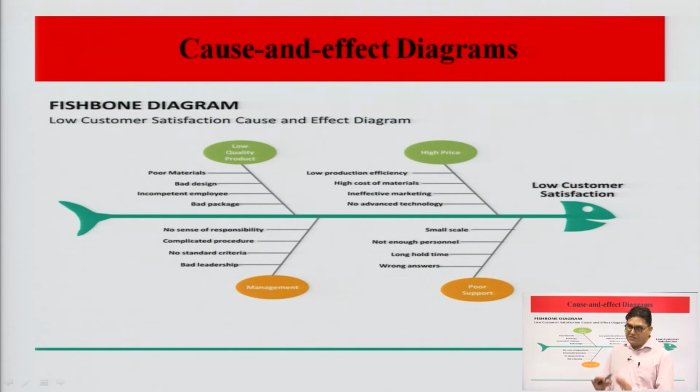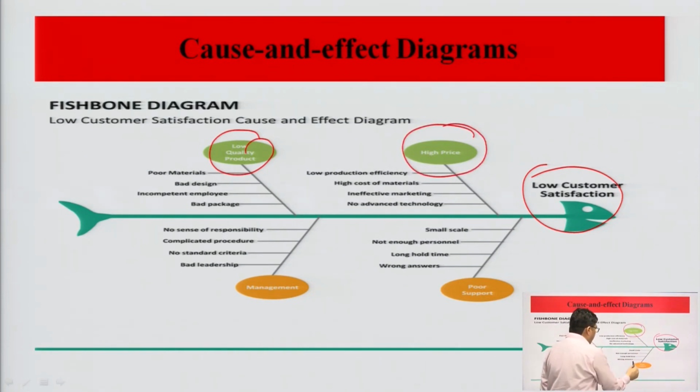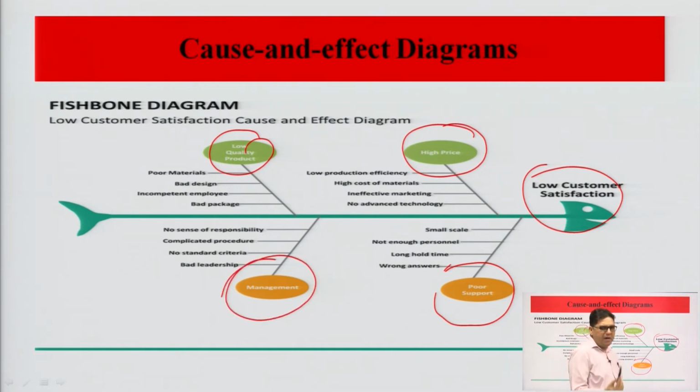Next, it is about the same fishbone diagram, or cause and effect diagram. They can also identify the reason why customer satisfaction is low, and again we will list the reasons into different categories. Here we have put them into 4 categories. One, it is about low quality product; prices are very high; it is poor support or poor service; or it is about the management of the company. So, why is customer satisfaction low?